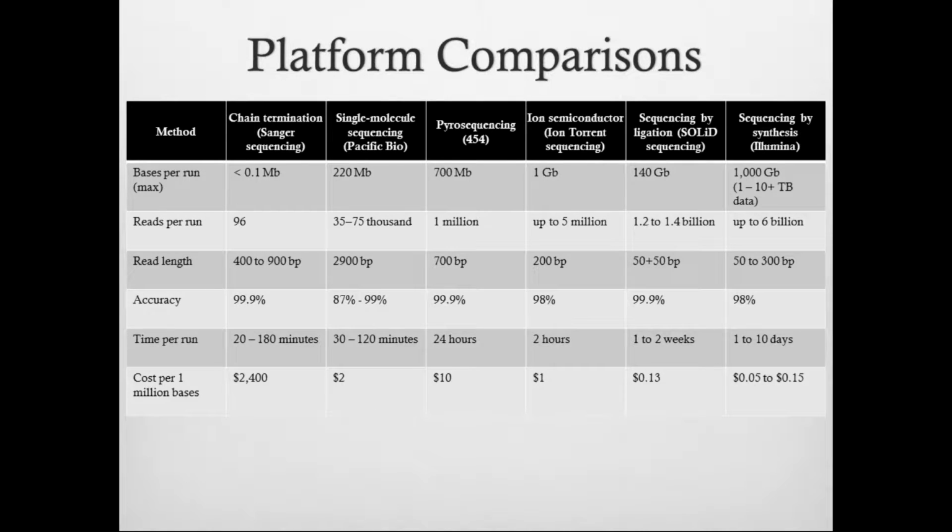And this just shows the change that happened. So you would sequence less than 0.1 megabase, that's 0.1 million bases, so 100,000 bases at once using the old Sanger technology. These days, you can sequence 1,000 gigabases, or 1 terabase, so 1 trillion bases all at once in one particular run. Elliot?